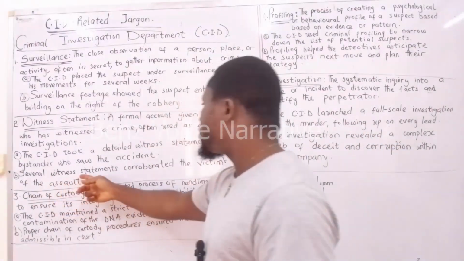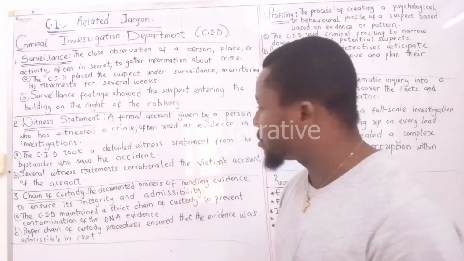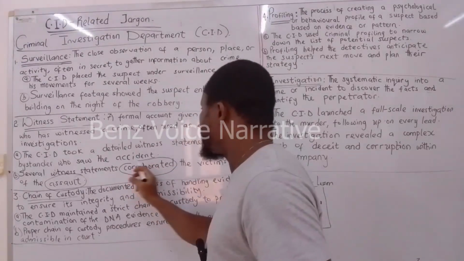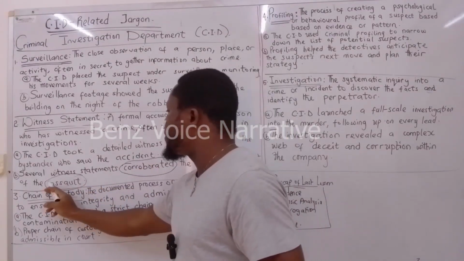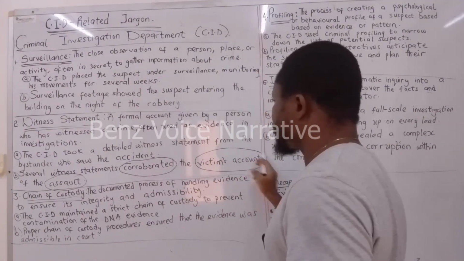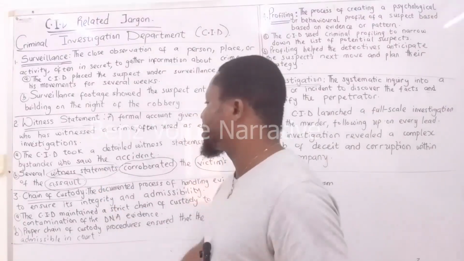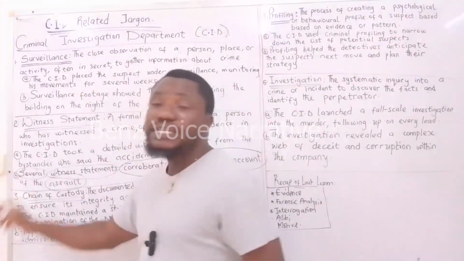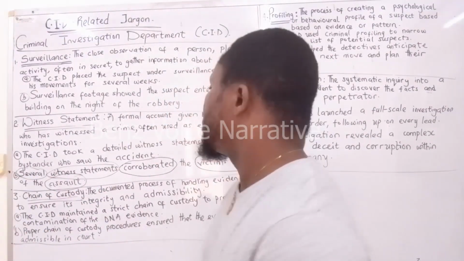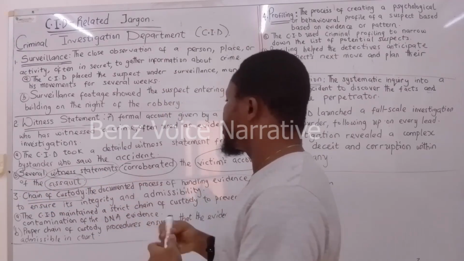Right, two: several witness statements corroborated the victim's account of their assault. The word here is corroborated, and here we have assault. Here we have victim's account. Okay, don't forget, this is witness statement. Several means many. So, like you're saying, many witness statements confirmed.